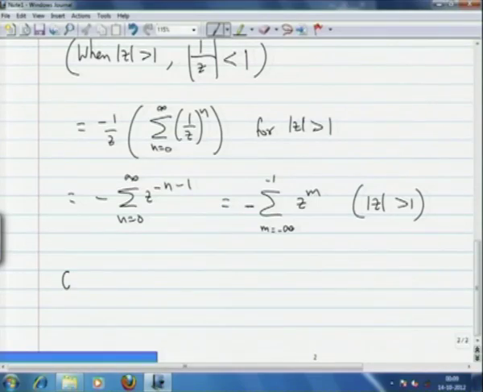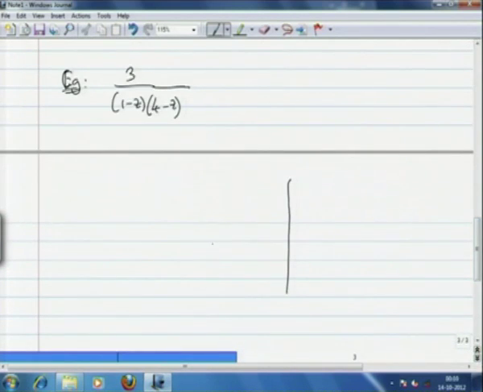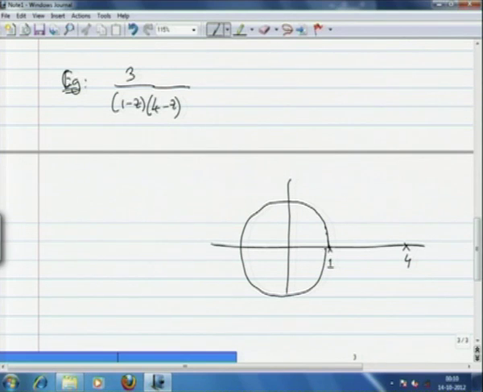We will consider an example, 3 by 1 minus z times 4 minus z. This function has two singularities, one at 1 and another at 4. So, we just did something to expand 1 by 1 minus z outside the closed disk of radius 1. So, we have an expansion for 1 by 1 minus z outside of this disk.